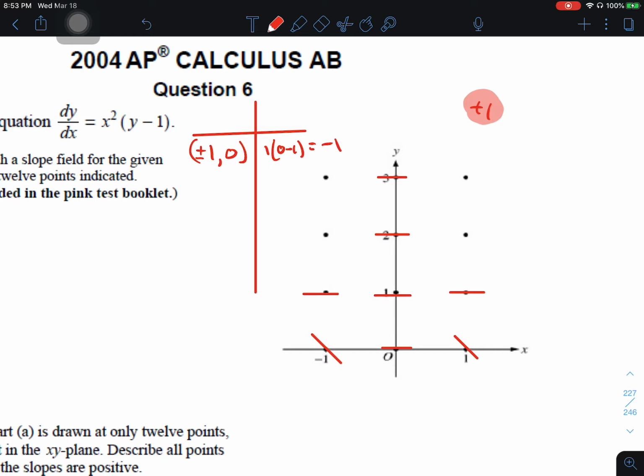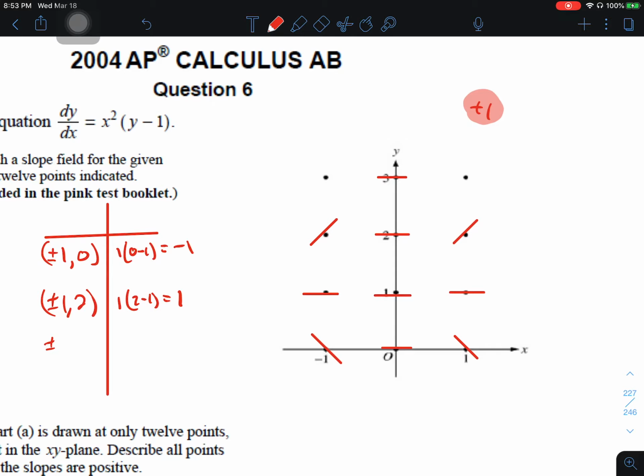How about at positive or negative 2? Scratch that. Positive or negative 1, 2. That's going to be 1, and then 2 minus 1. It's going to be 1 times 1, which is 1. Positive 1, positive 1.